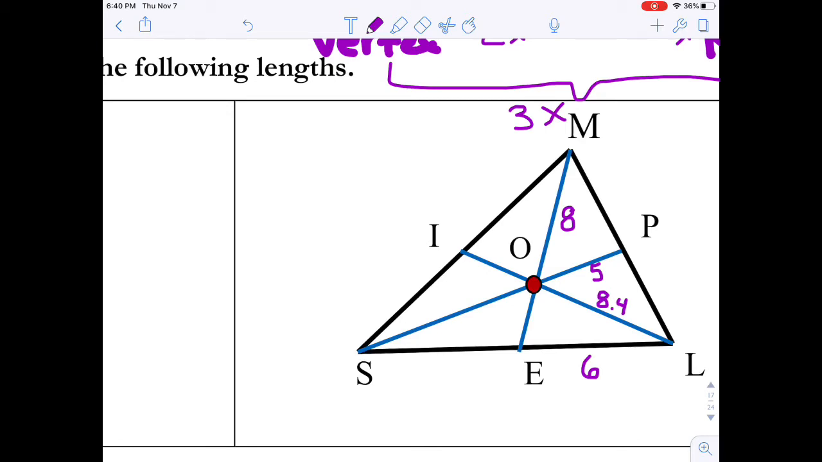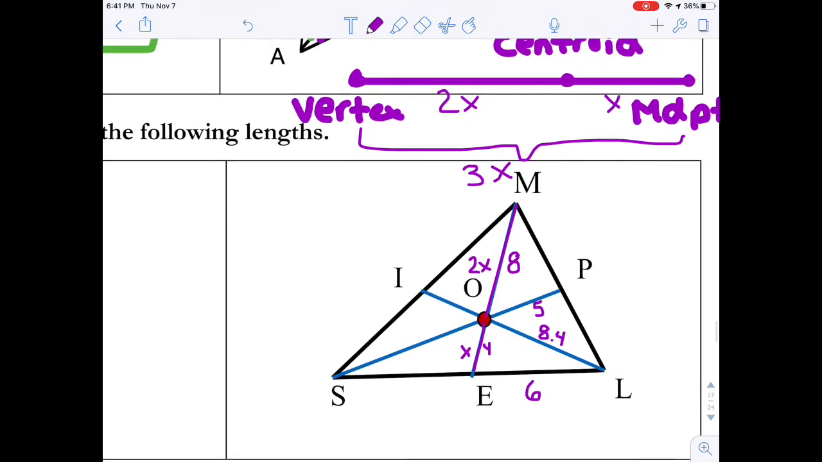So let's just try to label as many other things as we can here. Imagine from O to M, this part right here. That's the longer part of that full median, so that would be 2x. So 2x equals 8. Well, if I divide that over, that means x would equal 4. So that'd be the second part, using that relationship that we talked about right up here.